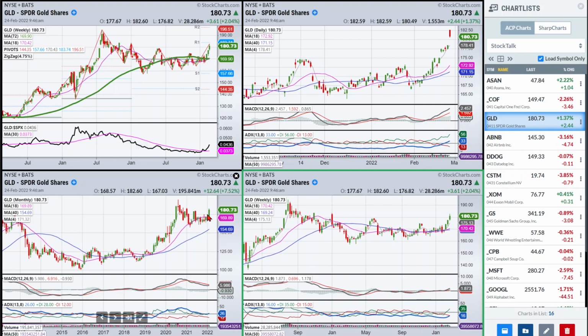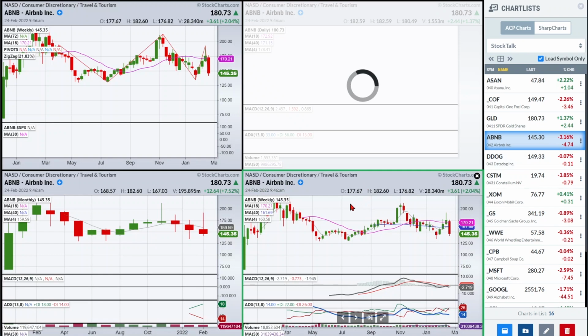The fact that the 18-month is not quite rising yet might mean that we consolidate a little bit, but I think as long as we hold 75, this is in pretty good shape.